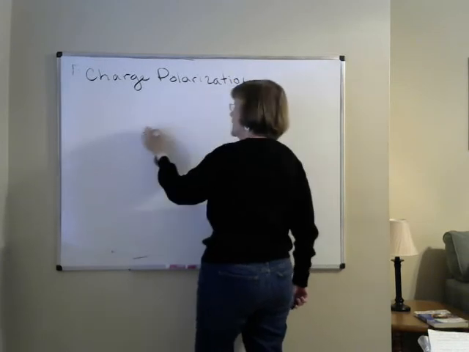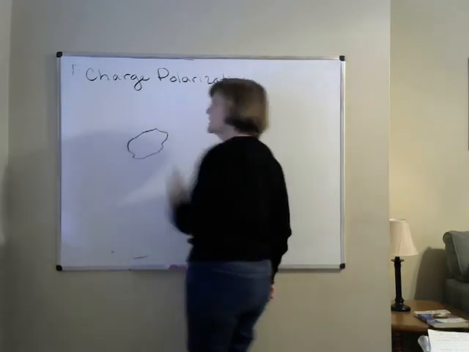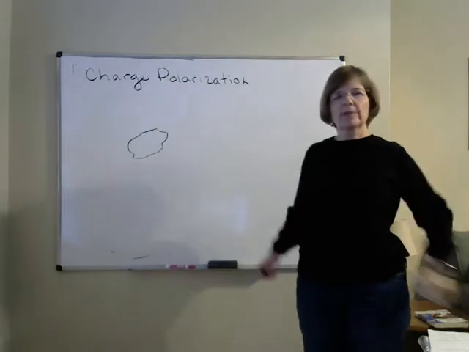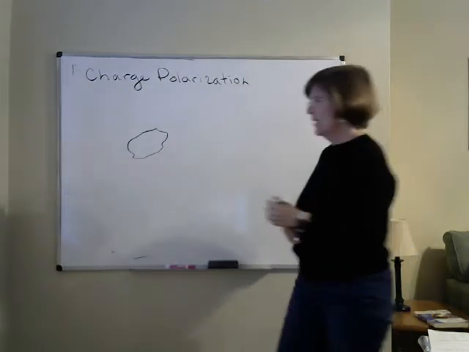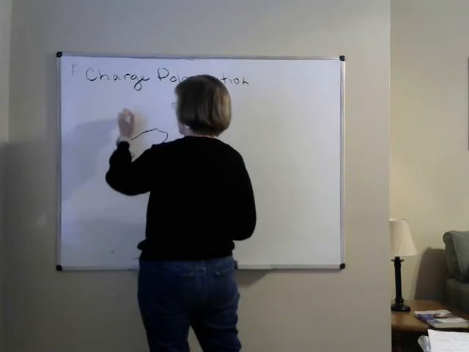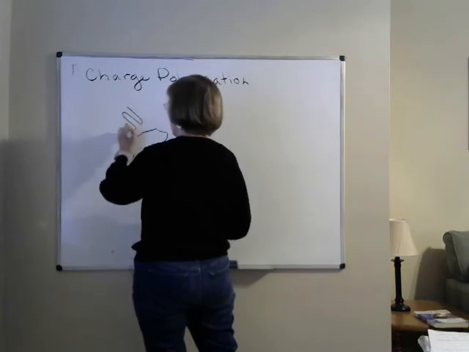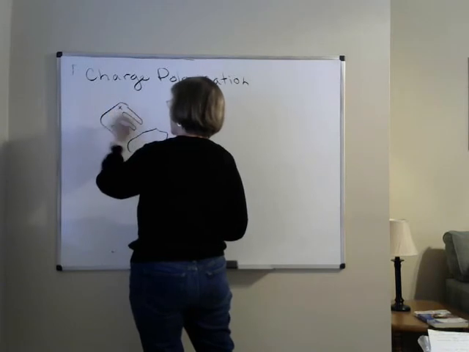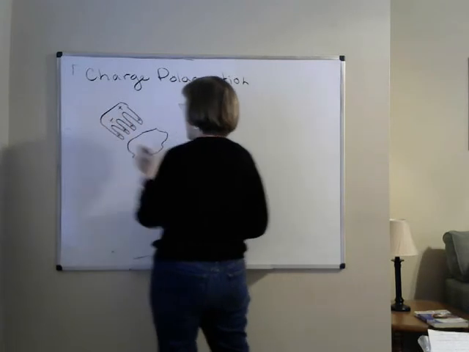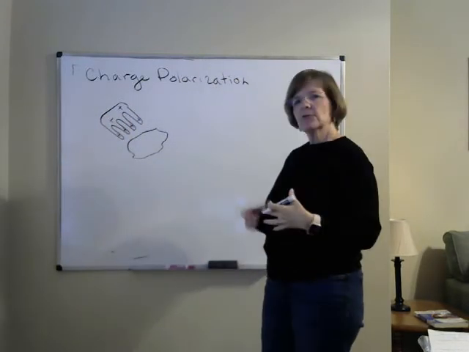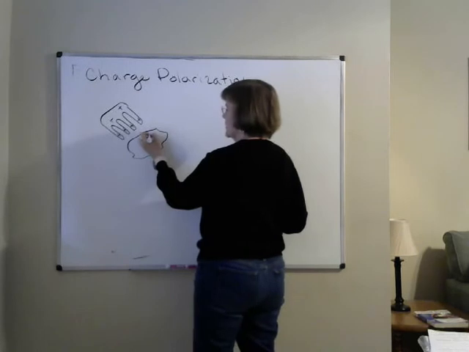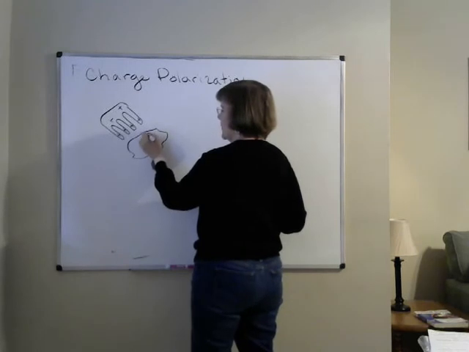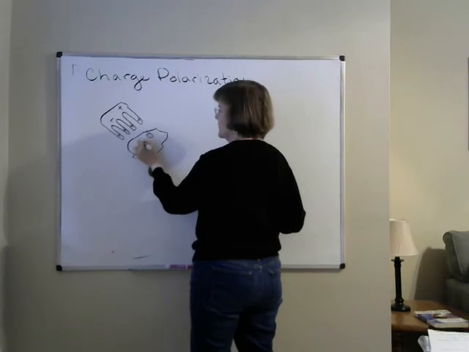If you have a little piece of paper, it's not like a metal. The charges are not free to move around. But if you bring something close to it, say I have a comb here, and after combing my hair, this comb is a little bit positive. What's going to happen is the molecules inside the paper themselves are going to rearrange so that their negative end points towards the comb and the positive end points away.